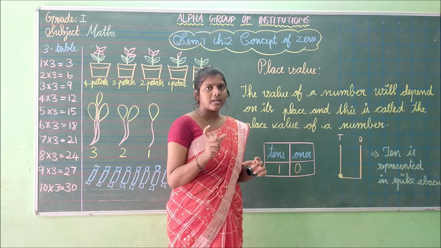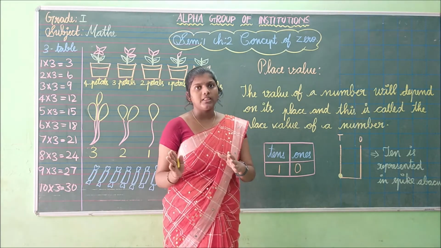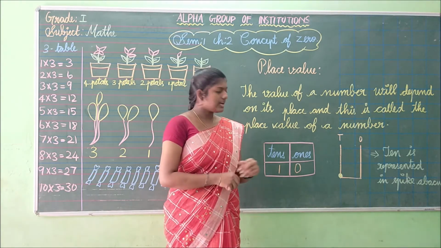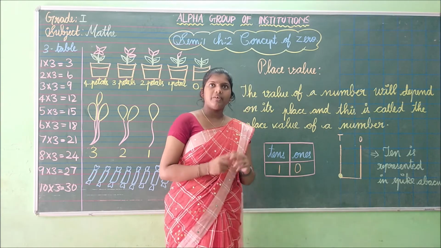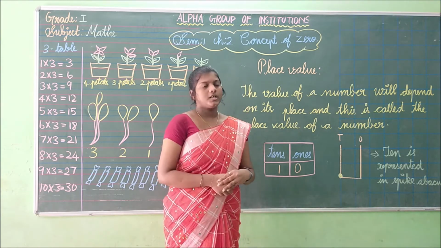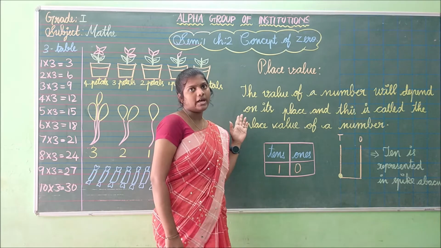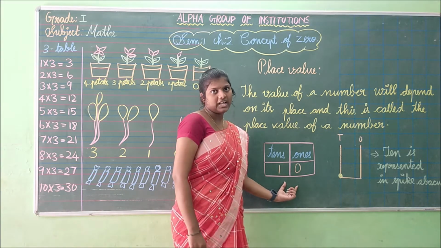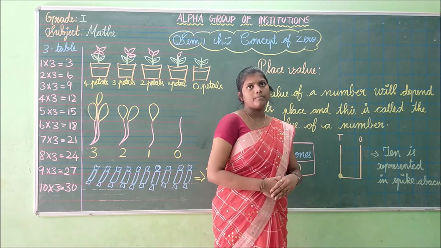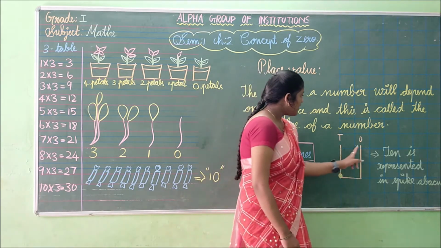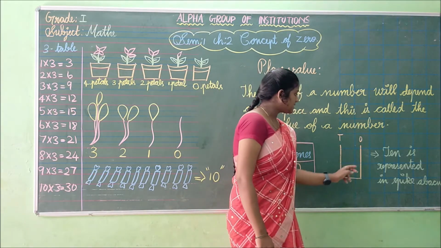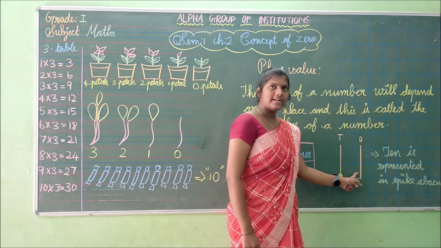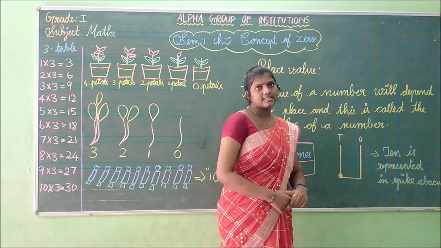So the value of the number depends on the place. Okay children? The value of the number will depend on its place. So this is the place value of a number. So we are going to see this place value of 10 in an abacus form. Shall we see? See here we have drawn 2 lines. So this is ones and this is tens.